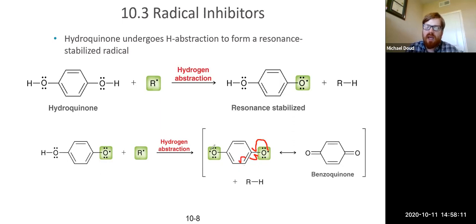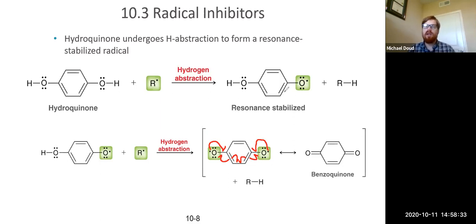And then the same exact thing happens on the other side, where now this oxygen radical is going to form a new pi bond between carbon and oxygen. Then the other pi electron is going to go down, it's going to form its own new bond between the bottom two carbons down here. And that gives you this benzoquinone here. So hydroquinone can be turned into benzoquinone just through hydrogen abstraction.